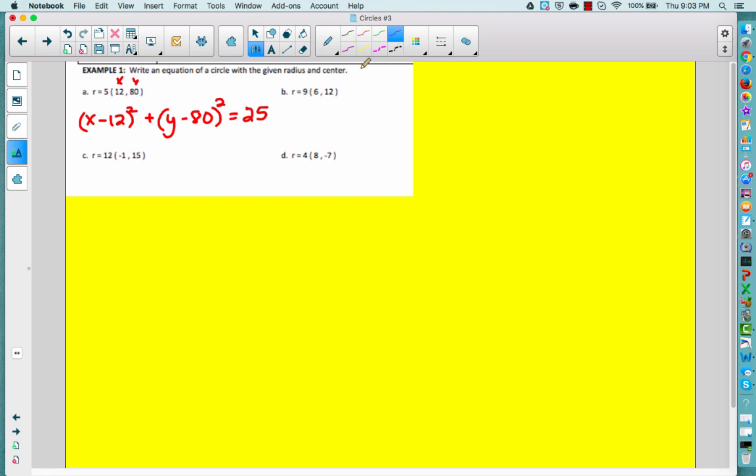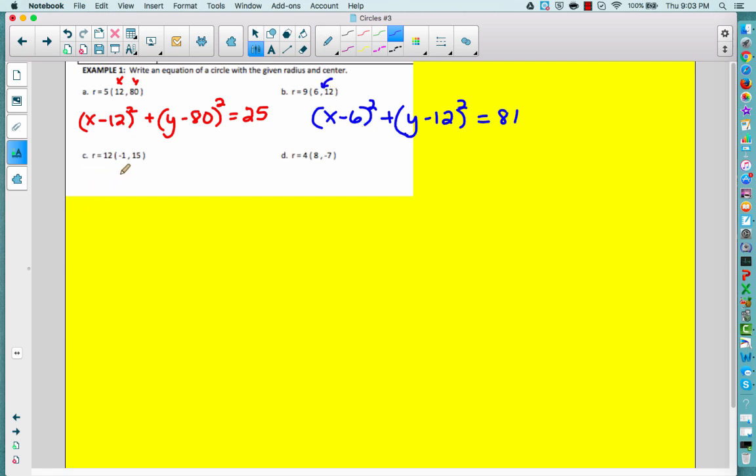All right, let's try again. I've got a radius of 9 and a center of 6, 12. So it would be (x minus 6) squared plus (y minus 12) squared equals 81. Now notice again that the h and k, I'm putting in the opposite sign to the point.